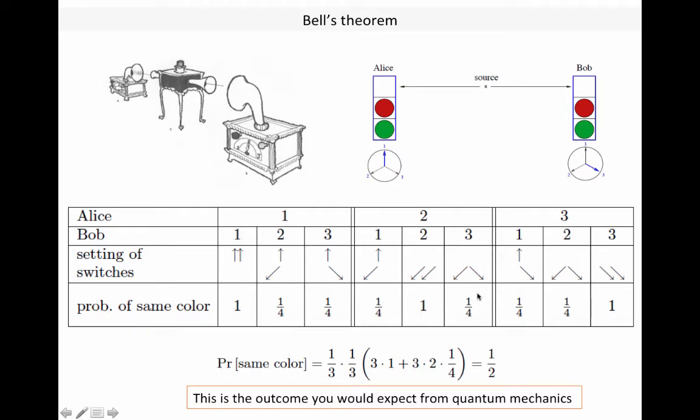They find the following probabilities of getting the same color with their switches set to each of these 9 possible settings. So you'll notice that if their dials are set to the same number, so 1, 1, 2, 2, or 3, 3, then as we saw before, the probability that they will observe the same color on their detectors is 1. So they always observe the same color when their dials are set to the same settings. When they're not set to the same settings, they always see the same color exactly 1/4 of the time. You can add up all these probabilities to find the overall probability of observing the same color on their detectors, and what you will find is that they detect the same color exactly half of the time. This is the outcome you expect from quantum mechanics.